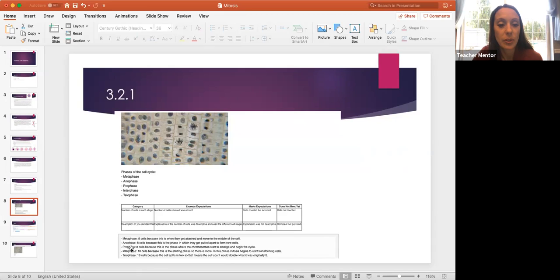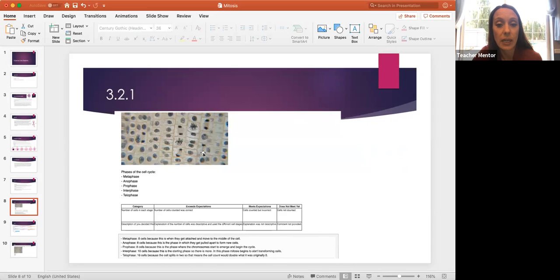And then we go to anaphase, 8 cells, because this is the phase in which they get pulled apart to form new cells. And again, you might want to clarify, this is where the chromosomes are then pulled apart, begin to form new cells. And then we've got telophase, 16 cells, because the cell splits into 2, so that means the cell count would double what it was originally of 8. Okay, this is when you actually see, again, that cell splits into 2.